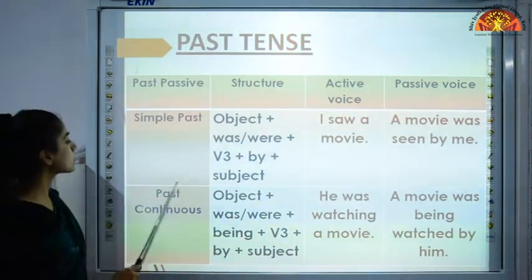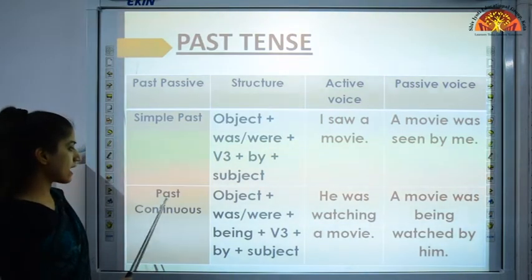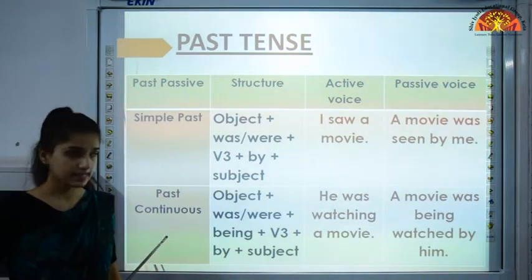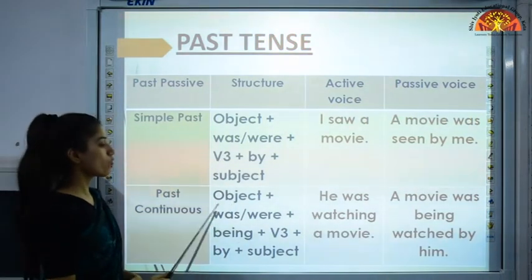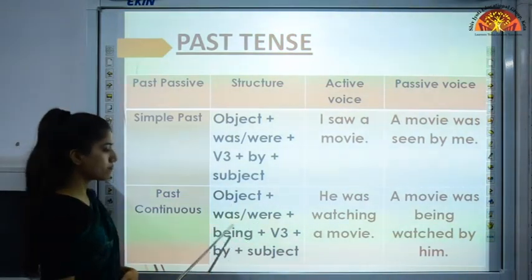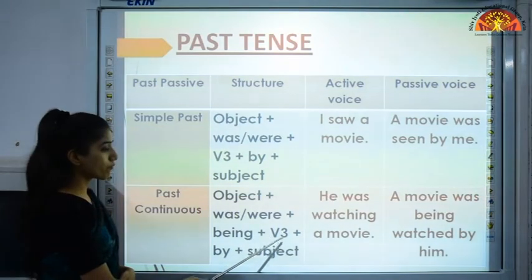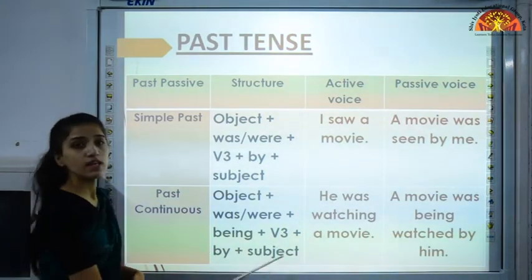Coming to the second tense, that is past continuous tense. The past continuous tense structure is object plus was or were plus being plus verb third form plus by plus subject.